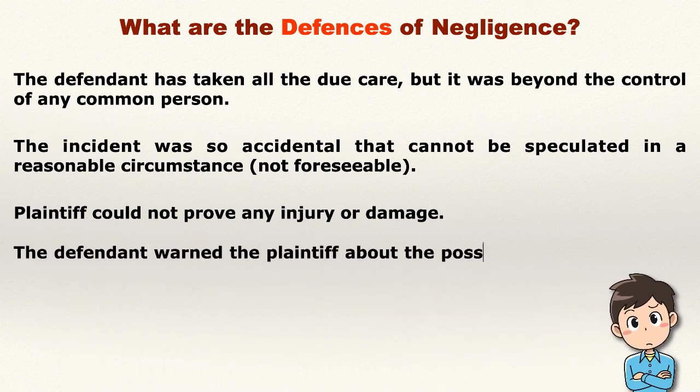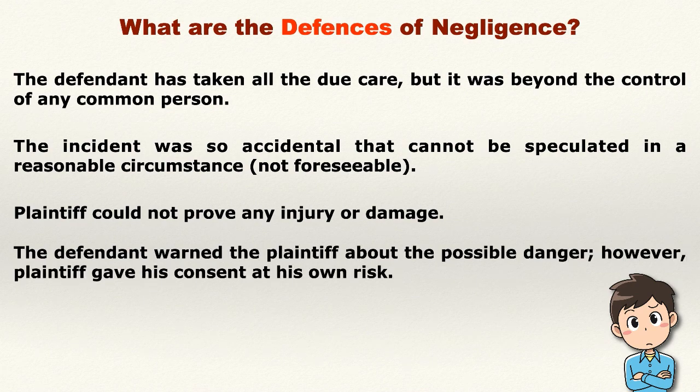Next one is the defendant warned the plaintiff about the possible danger. However, the plaintiff gave his consent at his own risk. So, if something happened like that, you can take the example that you are walking on the floor of a hotel, where some cleaning work is going on and a caution has been put there that the floor is wet, so take precaution, but you didn't pay attention to that caution and you had an accident, you will be responsible. If someone is driving fast and said, I drive fast, so don't sit with me or in my car, even then the plaintiff said that no, I am ready to take the risk. Even in that condition, the plaintiff has given his consent, so the defendant won't be liable.